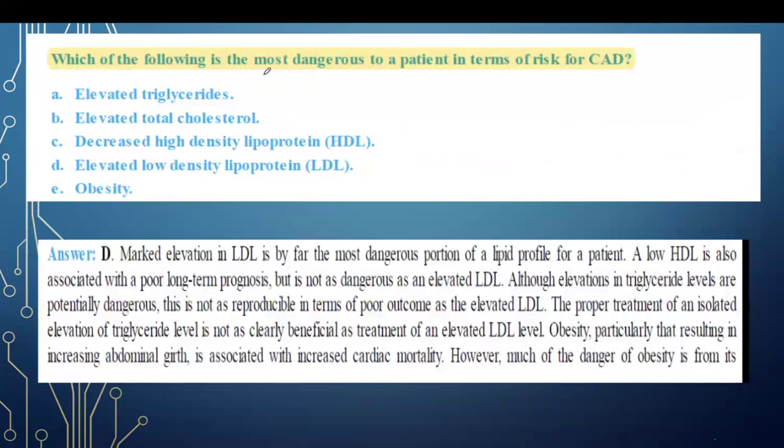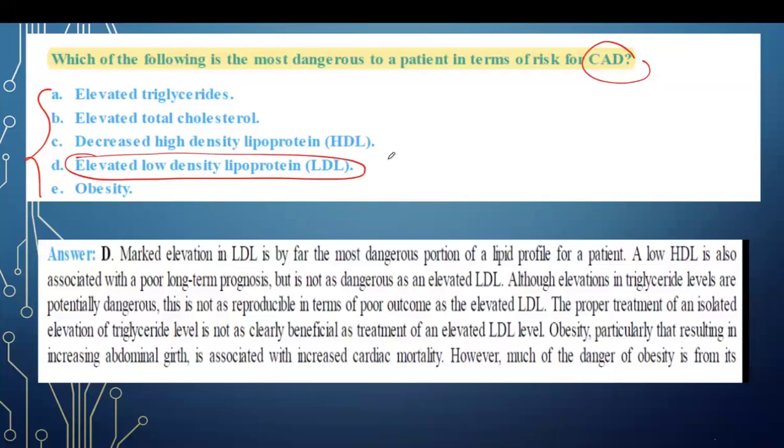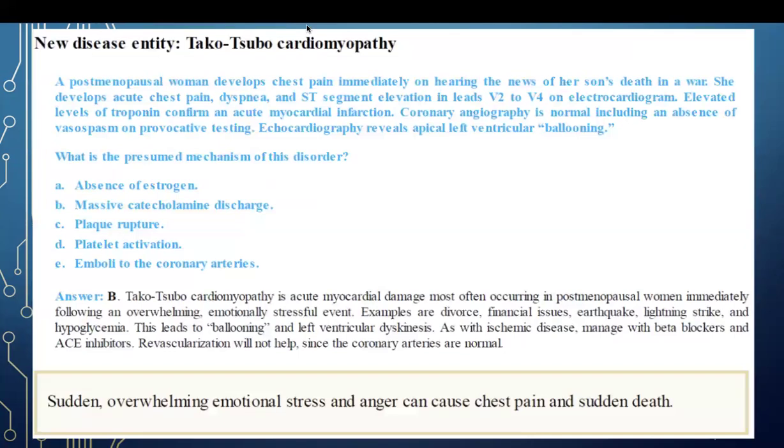Like the question asked here, which of the following is the most dangerous to a patient in terms of risk of coronary artery disease? So we know about this. Elevated triglyceride, elevated total cholesterol, decreased HDL, elevated LDL, and obesity. So we know that elevated LDL is the most dangerous according to this option. Okay.